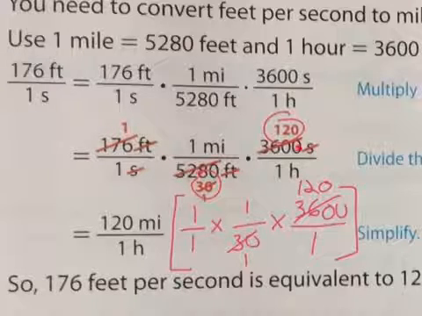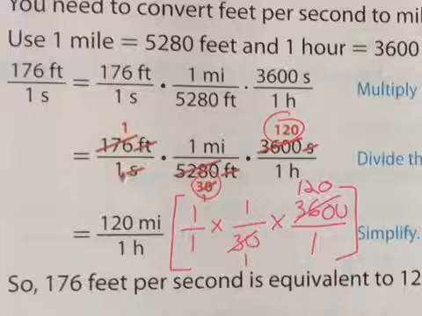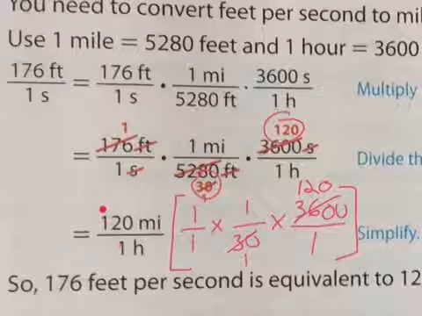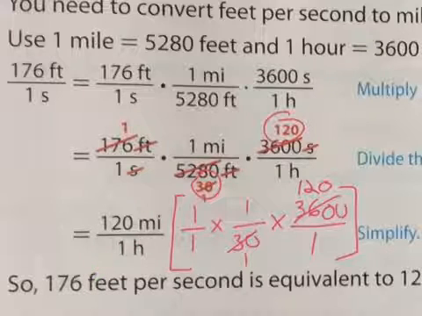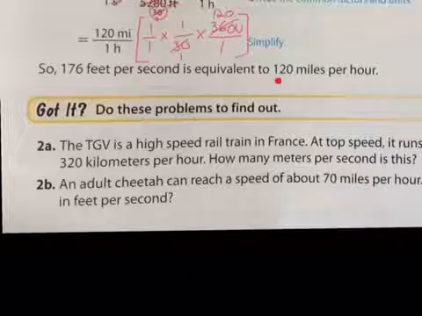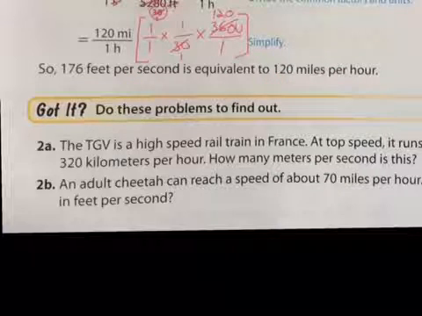Okay, and you can see that here they cross-reference these seconds with these seconds. Not that it really changes it, because this is a unit. This is already down to 1. And then we just multiply straight through. And I have 1 times 1 times 120 is 120. 1 times 1 times 1 is 1 hour. So we have 120 miles per hour. Therefore, 176 feet per second is equivalent to 120 miles per hour.